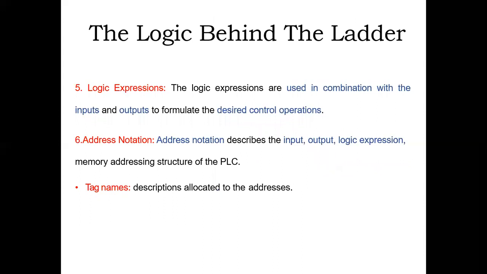Then the logical expressions. The logical expressions are used in combination with the input and output to formulate the desired control operations. Then address notation describes the input output logical expressions and the memory addressing structure of the PLC. Then tag names define which process we are going to do, that is AND logic or OR logic, motor normally closed or normally opened. We need to tag the program with descriptions allocated to the addresses.